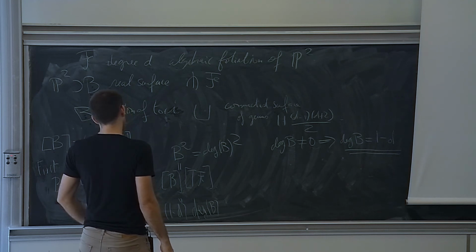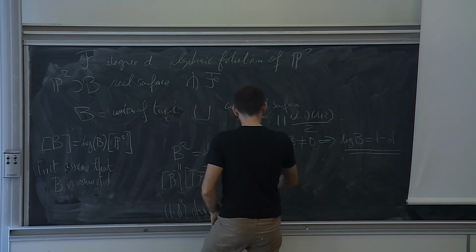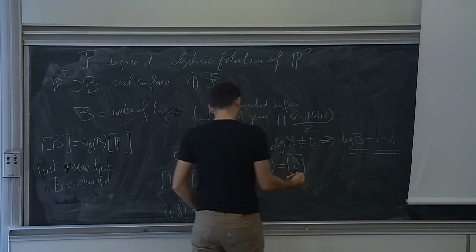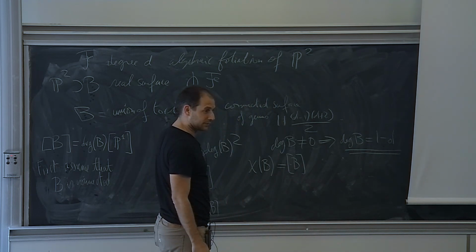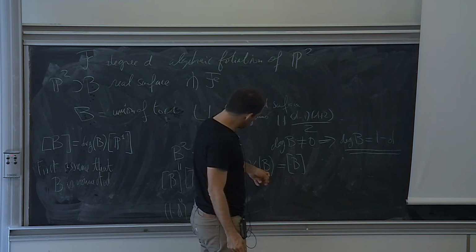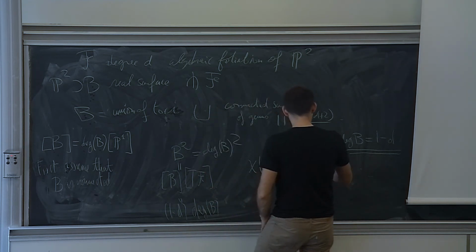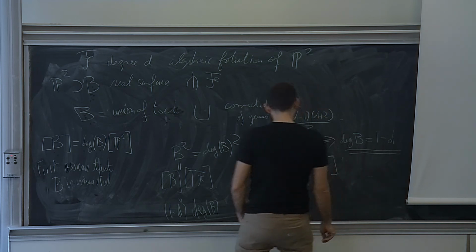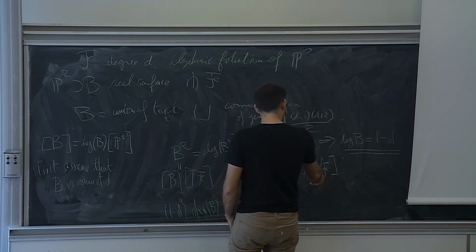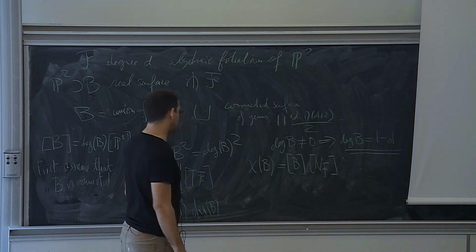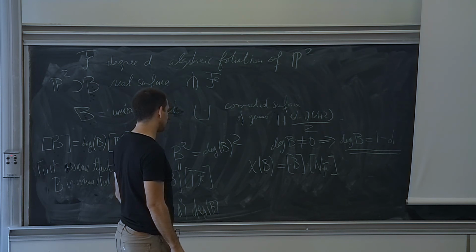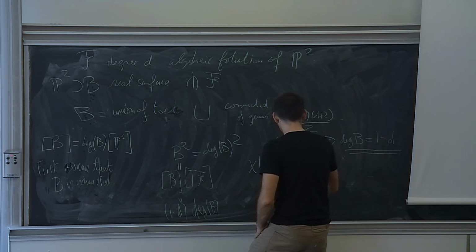And now we can compute the Euler characteristic of B. The Euler characteristic of B is just the intersection, it's just the Chern class of its tangent bundle. The tangent bundle of B is just the restriction of the normal bundle of the foliation to B, because it is transverse. So we get that formula. And we know that the normal bundle of a foliation is O of D plus 2.